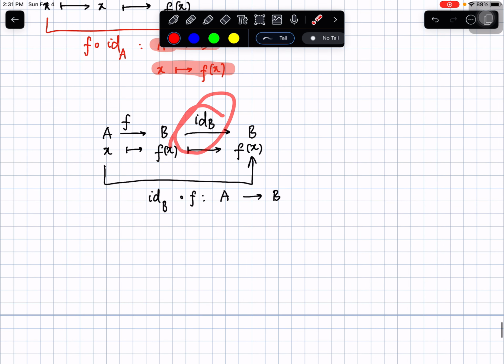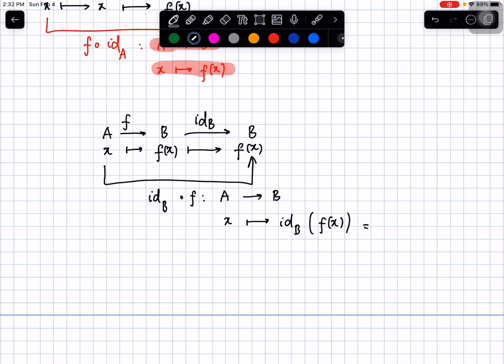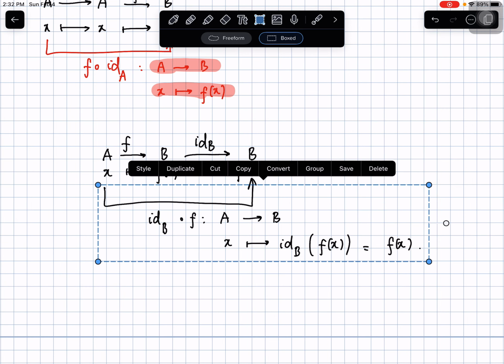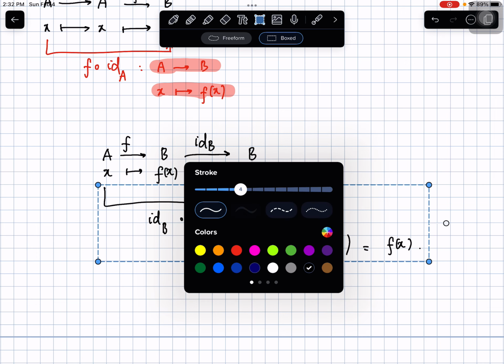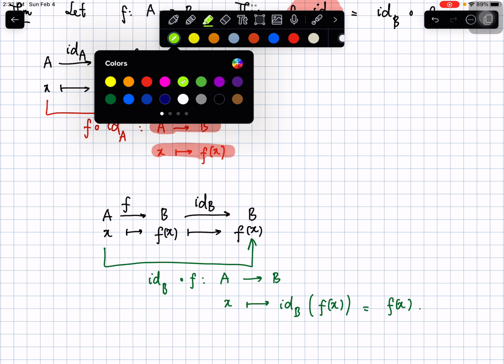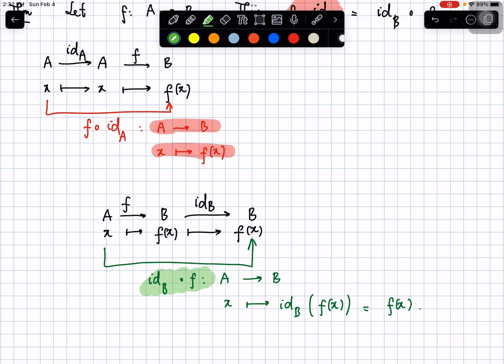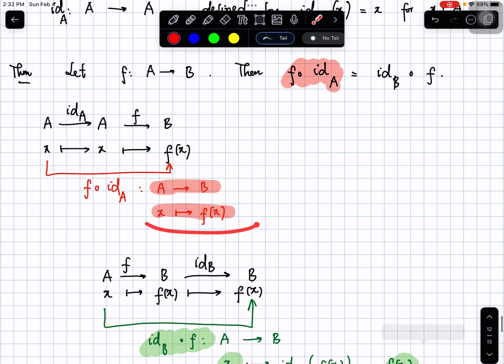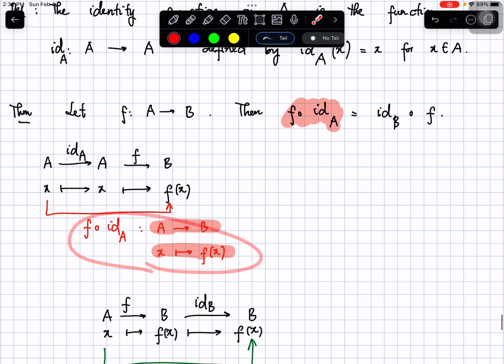Okay. So this function sends a point x in A to identity on B of f of x, by definition. So we know that this function, identity composed with f, sends x to f of x, the same as f composed with identity, which is this right hand side function. Now we prove it.